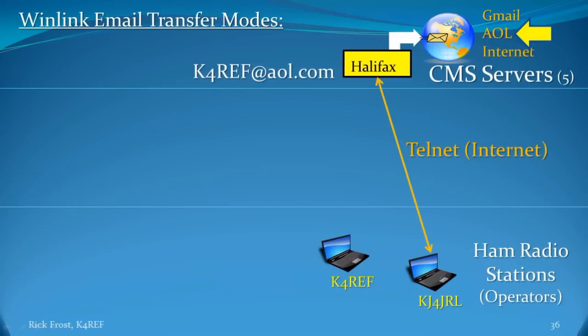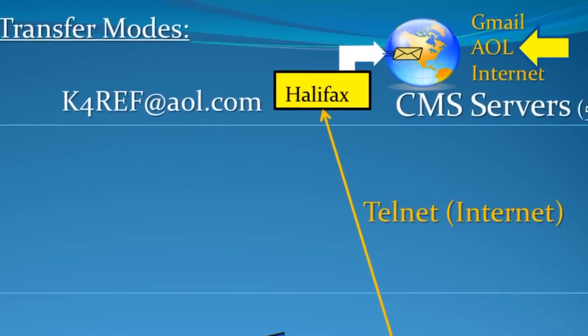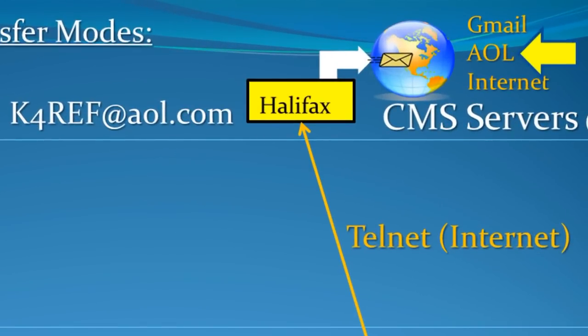In this example, my friend John, KJ4JRL, wants to send an email to my AOL account, but he wants to use the Winlink system to do it. So he uses RMS Express and makes a Telnet connection to the Halifax CMS server. The email goes there, and then it goes out on the Internet and to my AOL account.